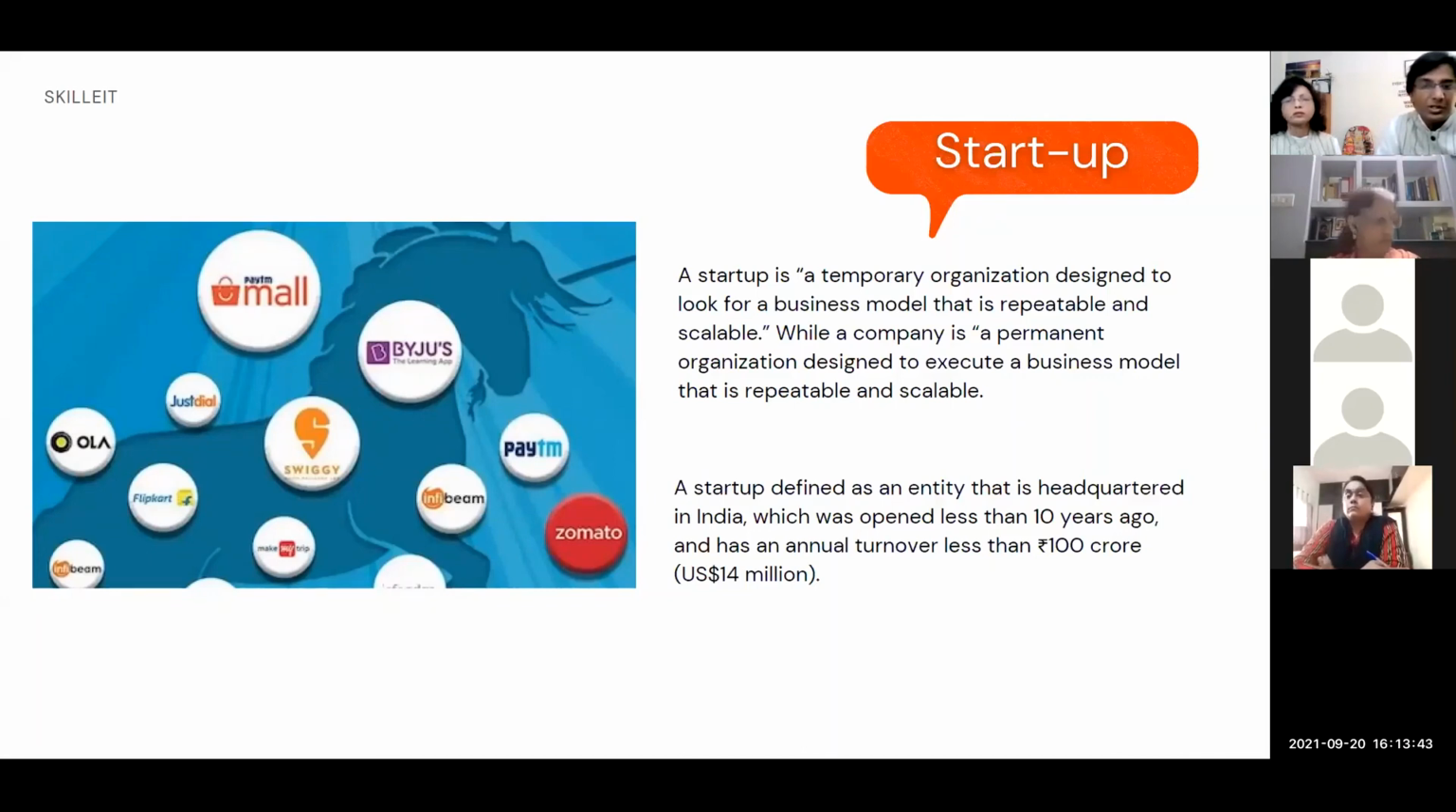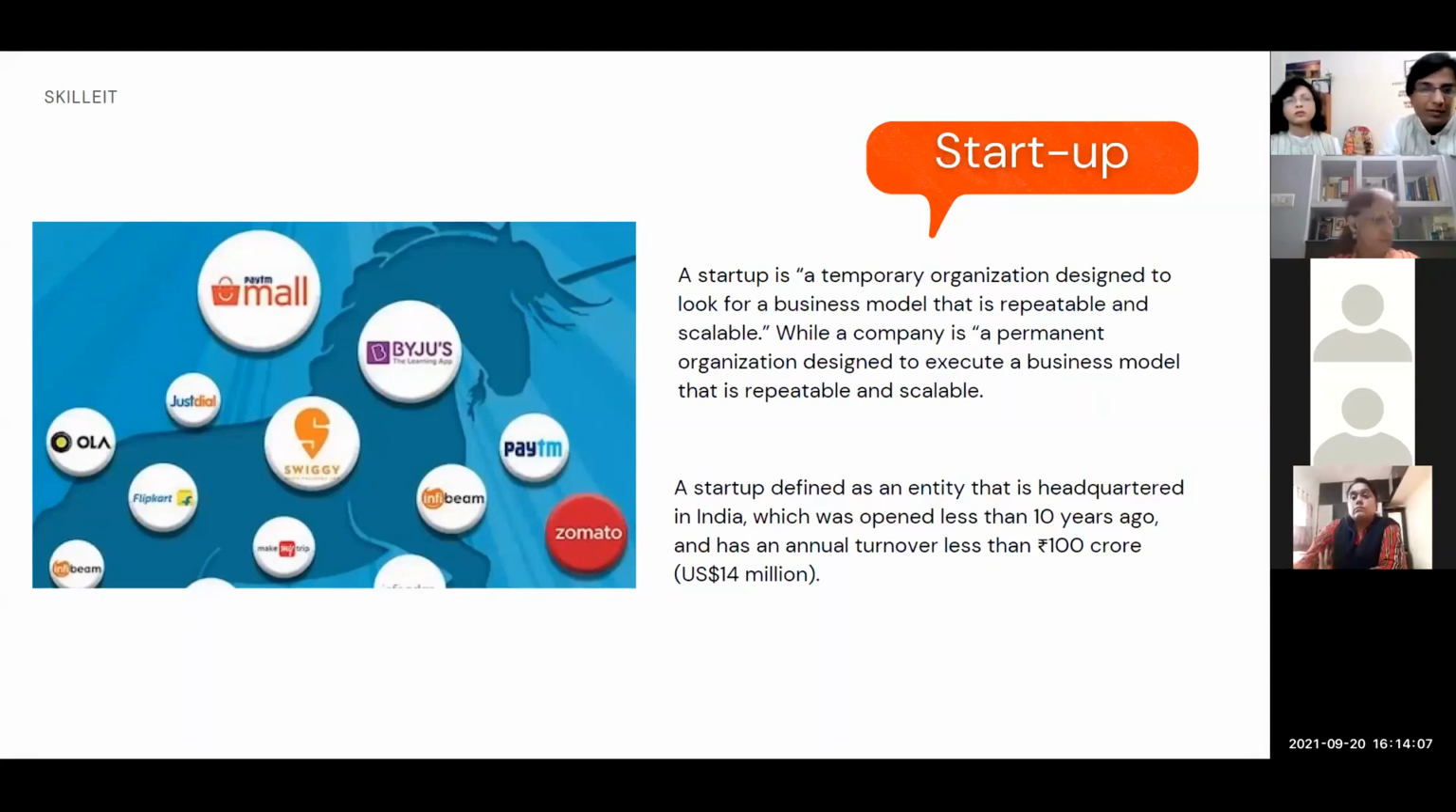Second, whatever innovative solutions they are bringing should be scalable. Scale means that its application should be in very high demand. For example, if you bring a solution for COVID, any COVID vaccine or mask, it is definitely scalable because everyone is looking for that. So that is the meaning of scalable. That's a very standard definition.